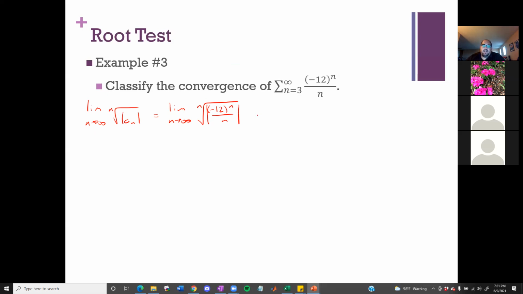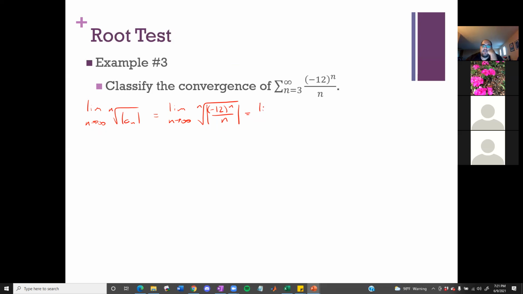All right, so now I'll let you all take over. What do I do from here? Could you change it into negative 12 over the nth root of n? There's probably something I should do first. Oh, change it to positive 12. Yeah.